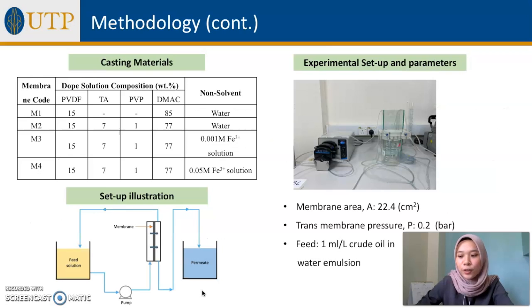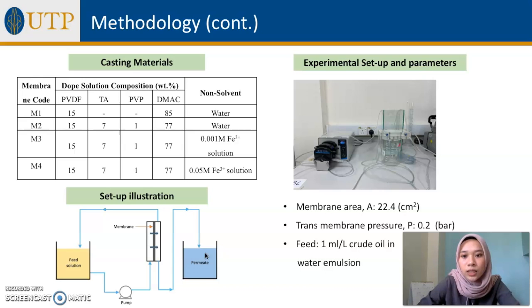So moving on, there are 4 different membranes studied, which differ in the composition of the polymer solution and also the coagulation bath used. So the first one is PVDF membrane M1, and then the second one is the modified PVDF membrane with TA and PVP as the hydrophilic additives. And then the third one is the complex PVDF membrane with TA and PVP as the hydrophilic additives, and 0.001 molar of iron solution is used. And then the last one is M4, where we also use TA and PVP as the hydrophilic additives, but the coagulation bath is 0.05 molar of iron solution.